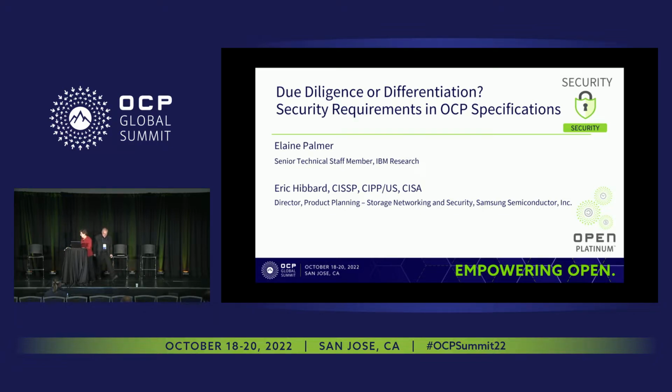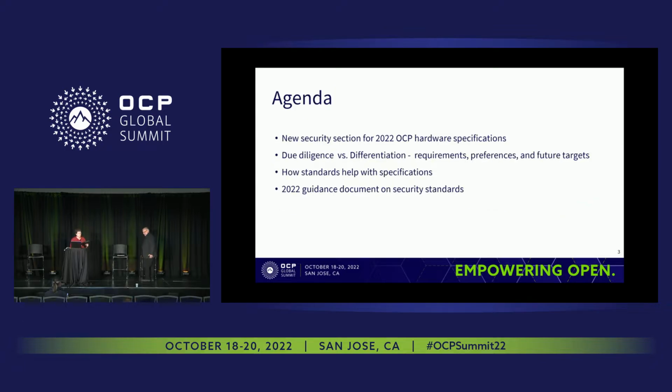Super. All right, let's see. So the things that we're going to go through today are, there's a new security section added to the hardware template. I'm sorry, I can't see you, but anyway, hardware template. We want to talk about how do you use it to specify due diligence and requirements in your products, and differentiation so that you can show that you are better than your competitors. And then how standards will help you to write these specifications, and some guidance document that Eric will talk about.